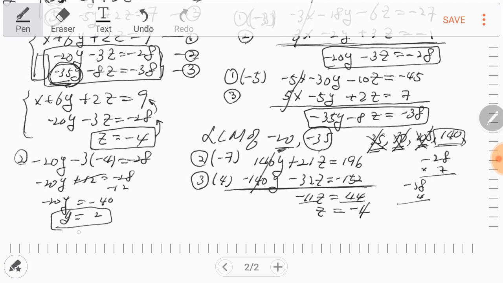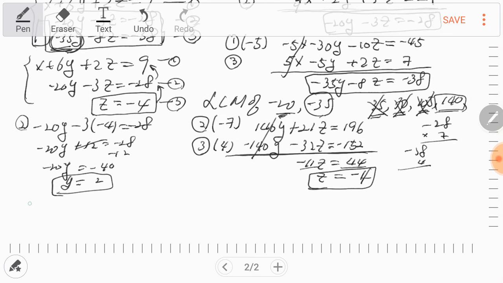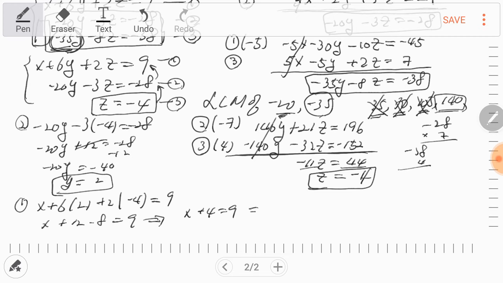So we found the y value. The z value is negative 4, the y value is 2. Let's find the x value from the first equation. From the first equation, x plus 6 times y, y is 2, plus 2 times z, z is negative 4, equals 9. Then x plus 12 minus 8 equals 9. Then x plus 4 equals 9, subtract 4 from each side, then x equals 5.